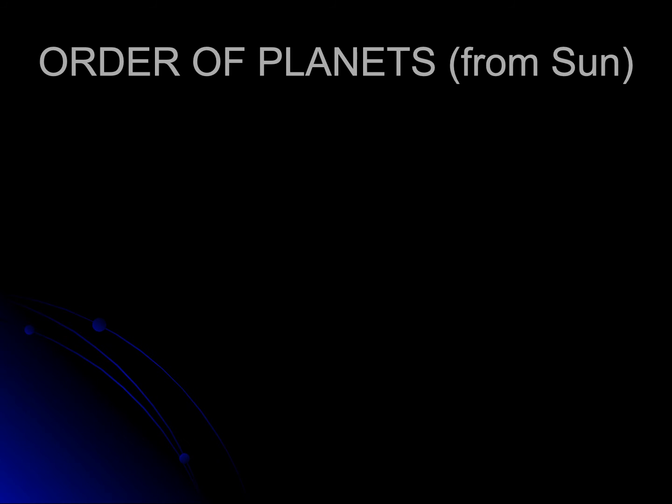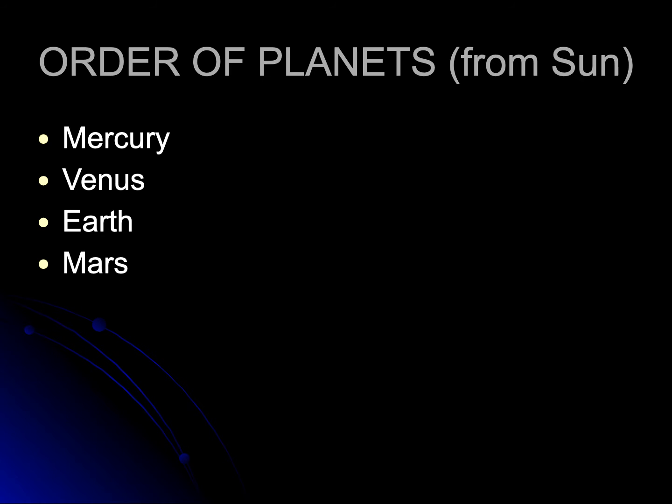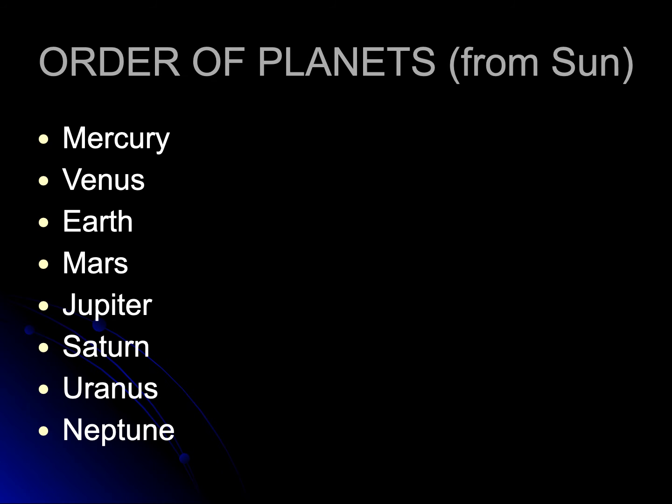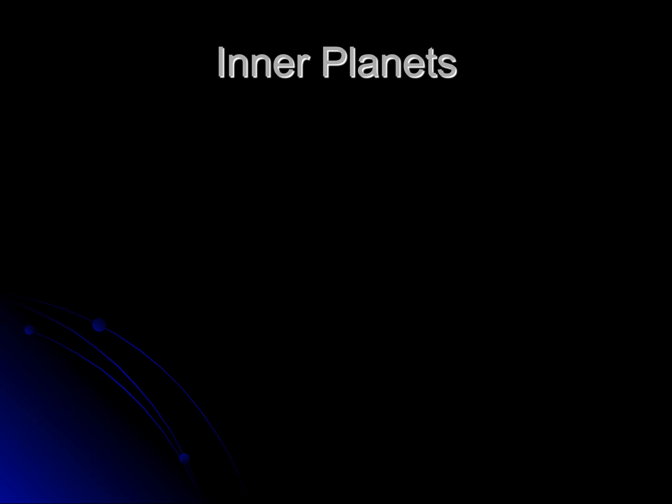Let's talk about the order of the planets if you start from the sun working your way out. The first would be Mercury, Venus, where you live, Earth, Mars, and those are the 4 inner planets. Then you get into the outer planets, which are Jupiter, Saturn, Uranus, and Neptune. So let's start with looking at the inner planets first. They're called the inner planets because they're inside the asteroid belt.